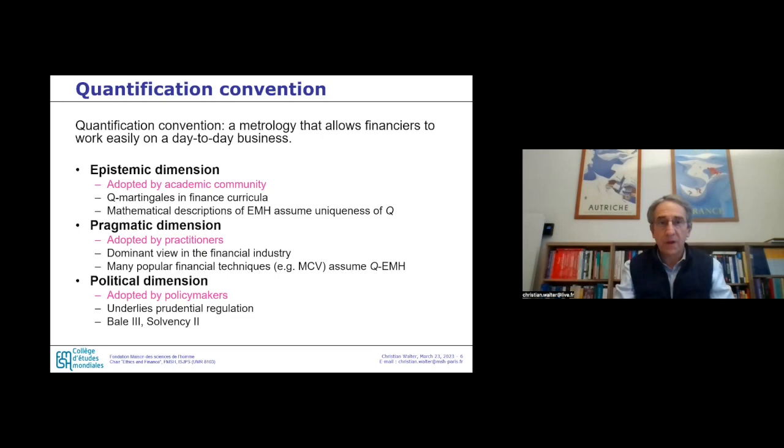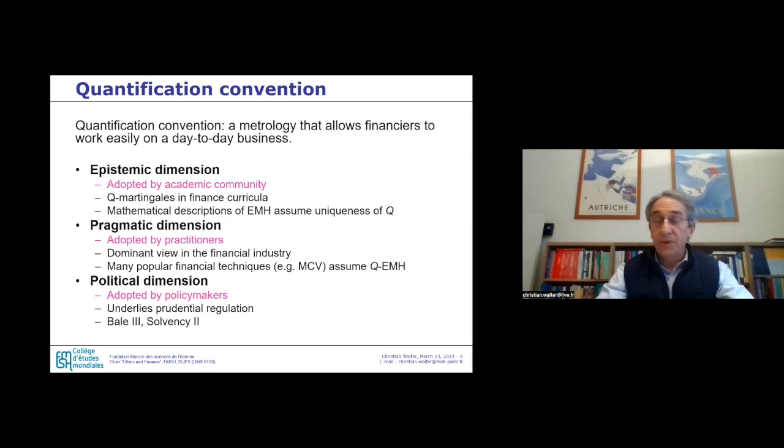A quantification convention has three dimensions: an epistemic one, a pragmatic one, and a political one. The epistemic dimension is the framework, the knowledge, which will be adopted by a given academic community. For example, in every finance handbook today, you will find a chapter about the Q martingales. That means that the epistemic dimension of EMH allows every quant, every practitioner, every regulator to think about EMH with Q martingales. It's the reason why, for example, the European regulation about efficient markets defines an efficient market with the notion of Q martingales. And the reason why there is a kind of martingalization of real markets in Europe by using a given framework of regulation with Solvency II.